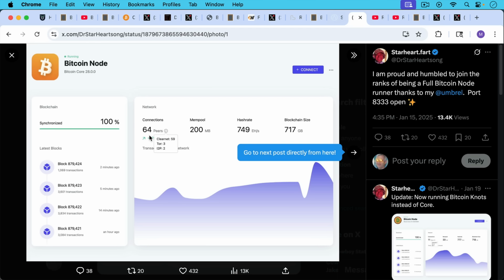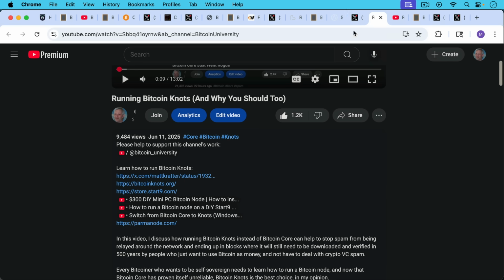And if you have any incoming connections, that would imply, at least to me, that your port 8333 is open. So those are two different ways to check.